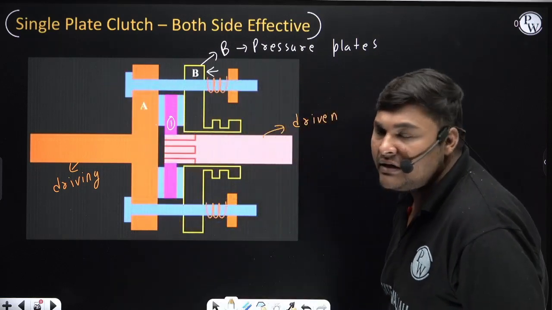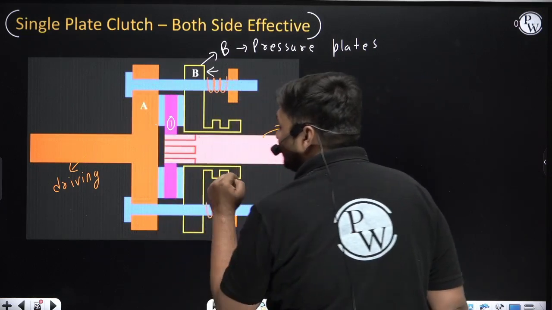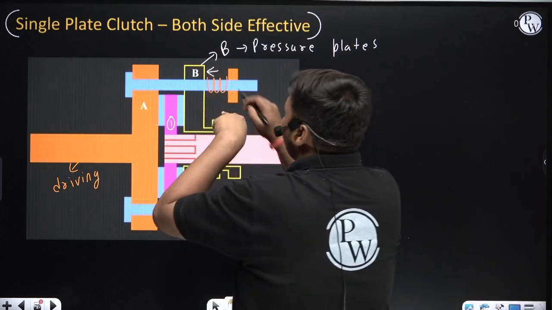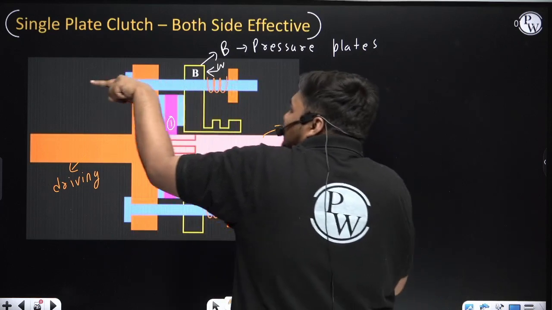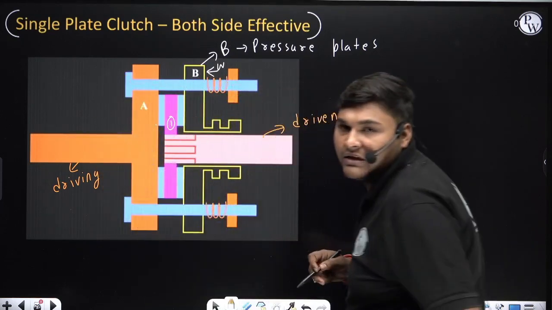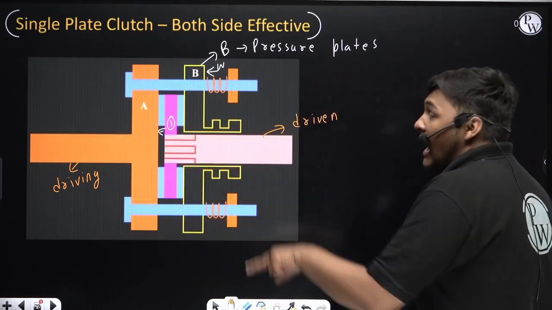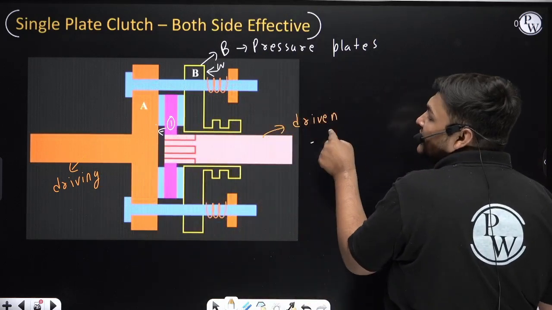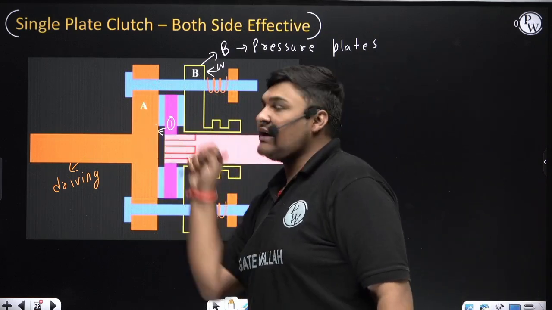Now alongside this plate B, plate 1 is attached, which is attached on the driven shaft. Now when this force W, the spring force, tries to move plate B in this direction, it will try to move plate 1 in this direction. Again, plate 1 can move in this direction because plate 1 is connected on the driven shaft, which is a splined shaft. So plate 1 can also move in this direction.